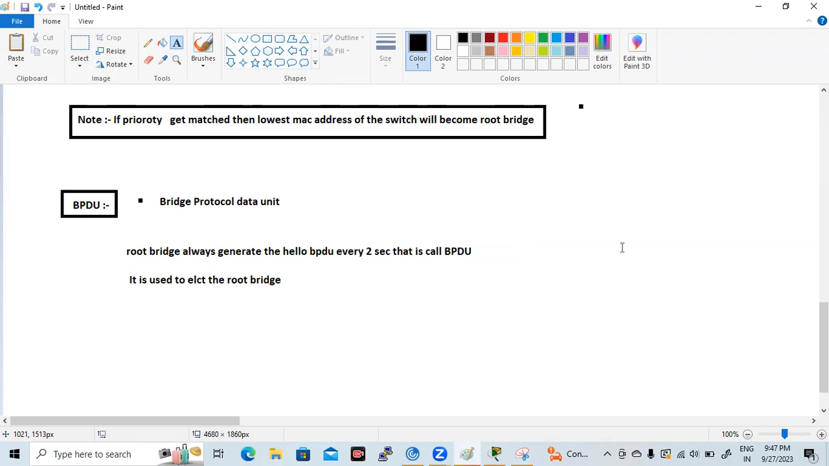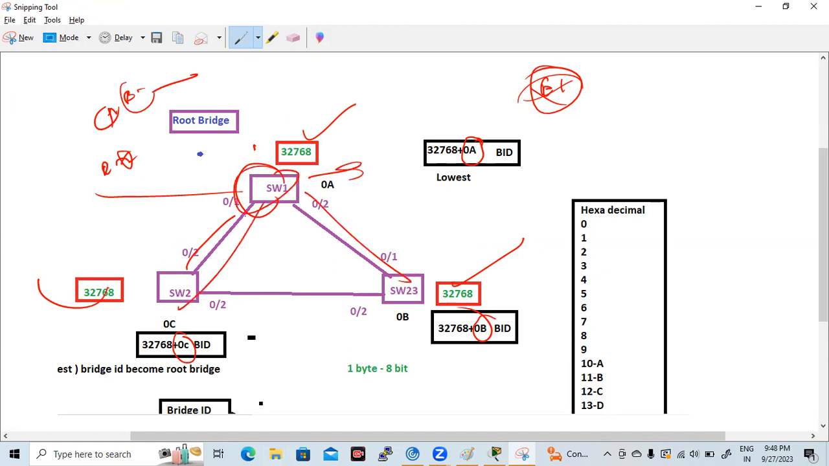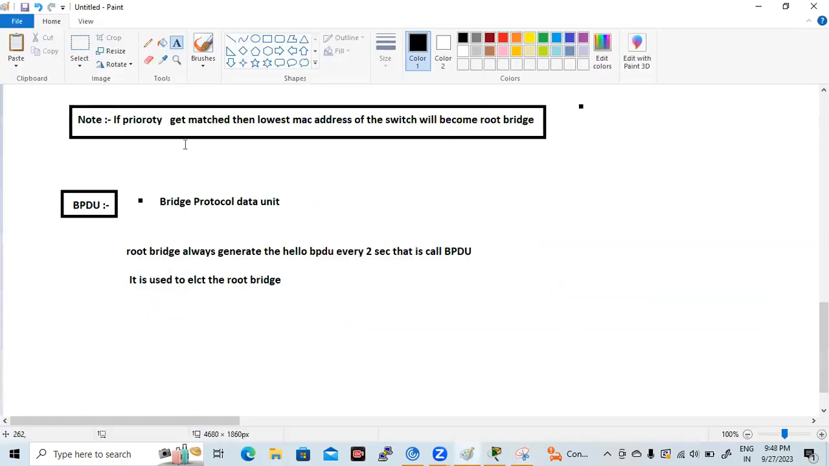So we have two types of BPDU. First, when they are coming up, in the beginning, they send the BPDU between each other to understand who is the root bridge. After someone becomes the root bridge, he is going to send the hello BPDU every 2 seconds to every switch. He is going to send to him also. That is the BPDU.